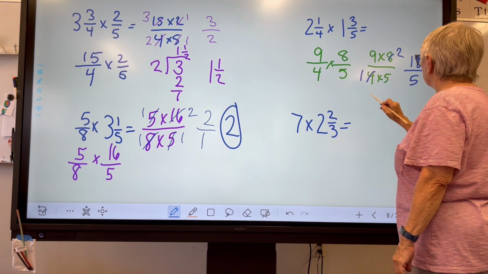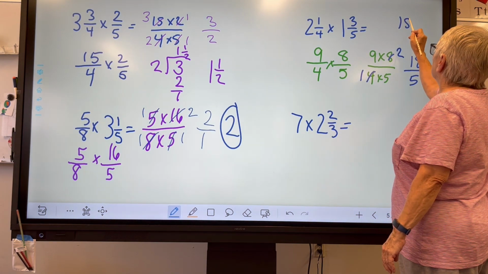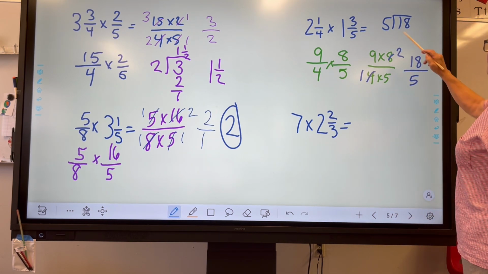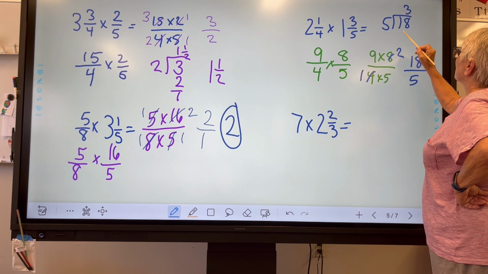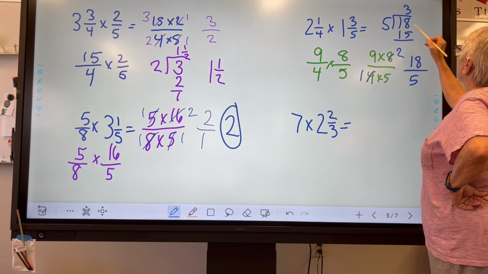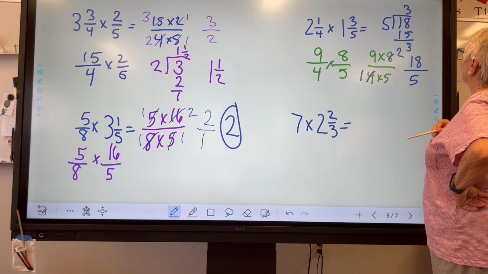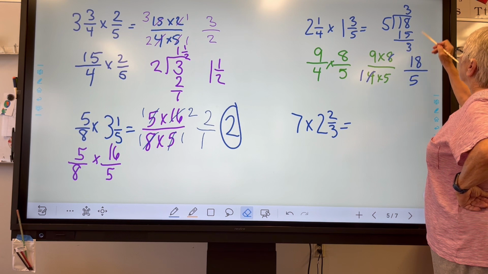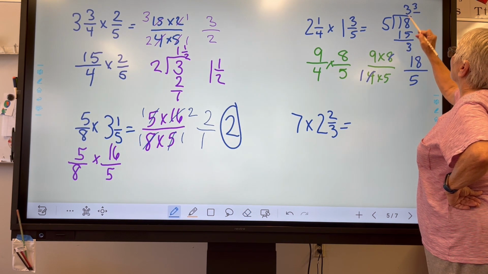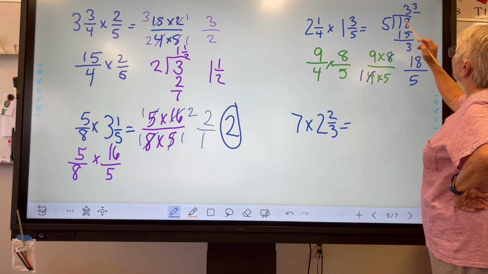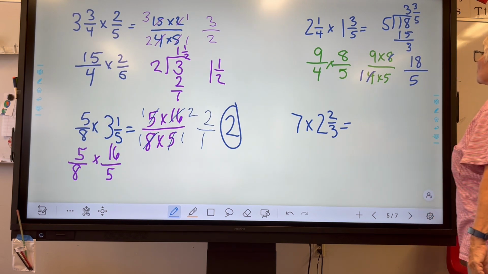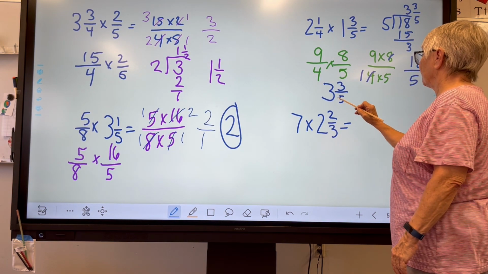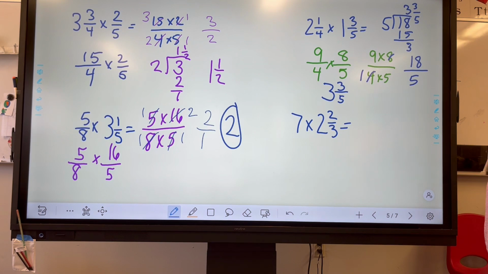Then I have to say 18 divided by 5. Well, 5 goes into 18 3 times. 3 times 5 is 15. Subtract, and 3. I'm going to erase this so it doesn't get in the way. This 3 is the numerator, and the denominator is 5. Okay, so it's 3 and 3/5. Okay?